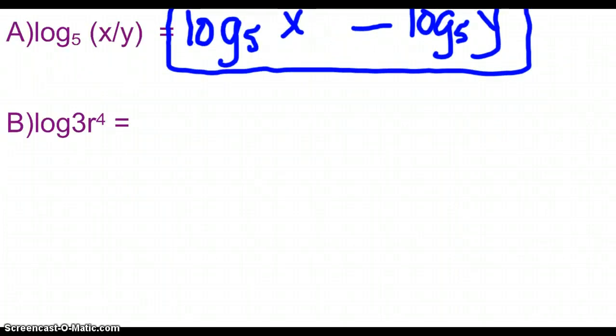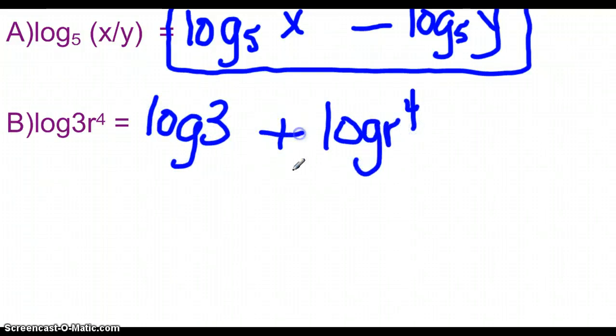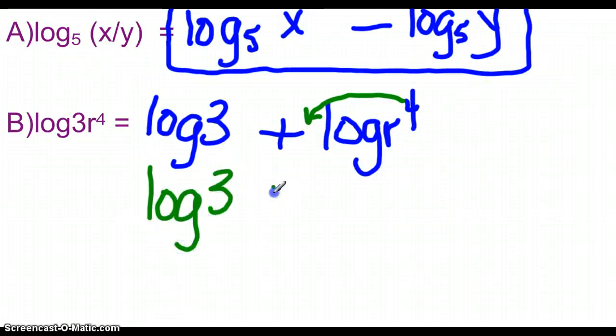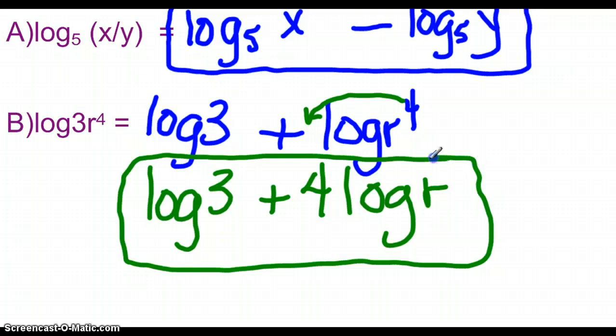Now in the second one, it's 3 times r to the fourth. So I'm going to use the product property, and I'm going to separate these using a plus sign. Notice that I didn't write bases down. I have to assume those bases are 10. Now the only thing left that I can do on this one is I can take this 4 and move it in the front using the power property. So I don't do anything at all to this one. And then it's 4 log of r. And this is your expanded version.